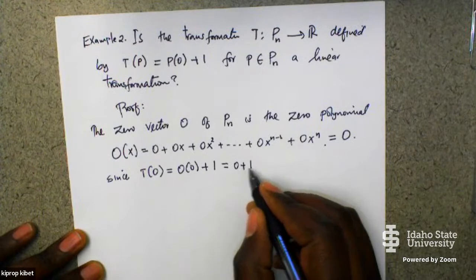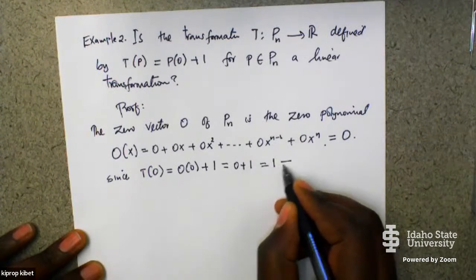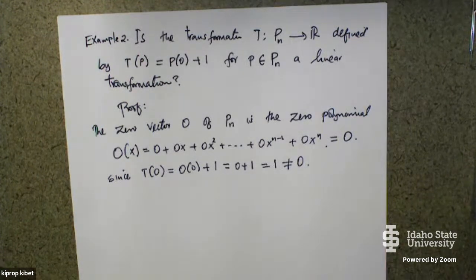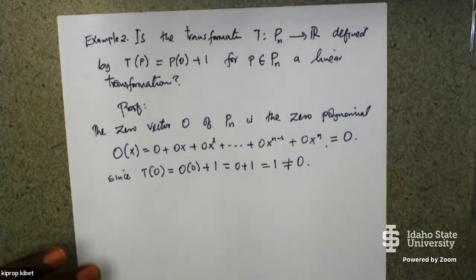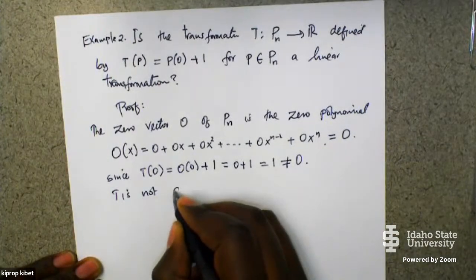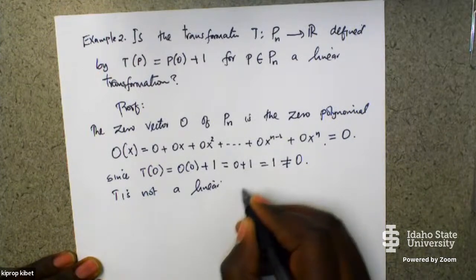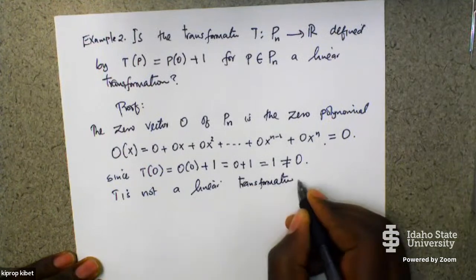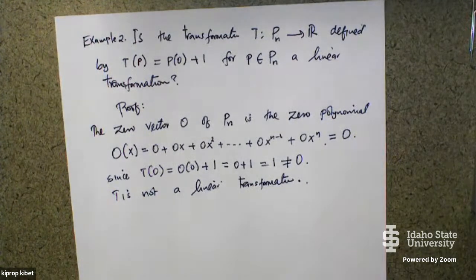Now, this 0 plus 1 is the same as 1, and this is not equal to 0. So therefore, this is not a linear transformation, since it is not giving us 0. So T is not a linear transformation.